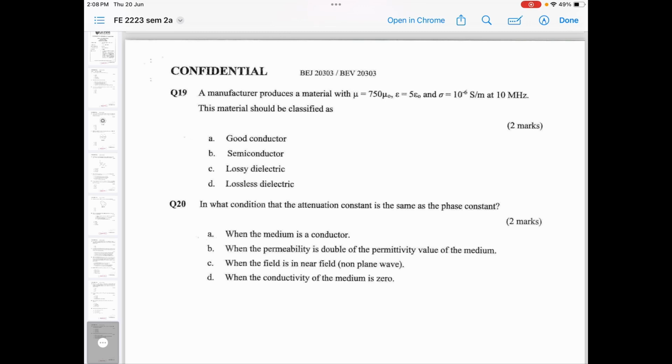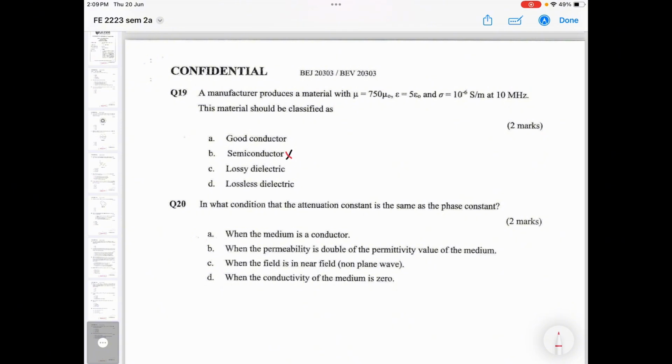Look at question number 19. A manufacturer produces a material with the following characteristics at a frequency of 10 megahertz. We have to identify whether it is a good conductor, semiconductor, lossy dielectric, or lossless dielectric. We can straight away eliminate semiconductor because we never talk about this one. To know whether it is a good conductor, lossless dielectric or lossy dielectric, we have to look at its characteristic. For different materials, we have their characteristics, if you remember.